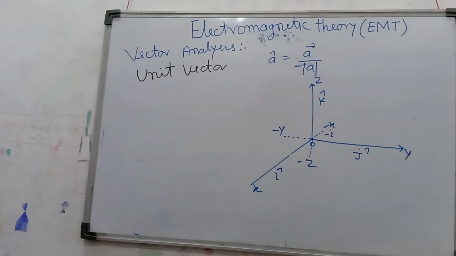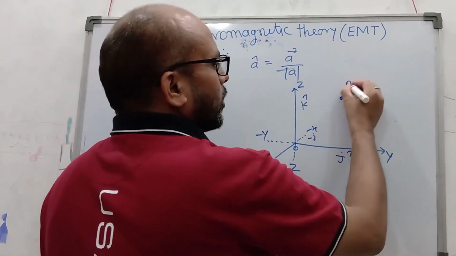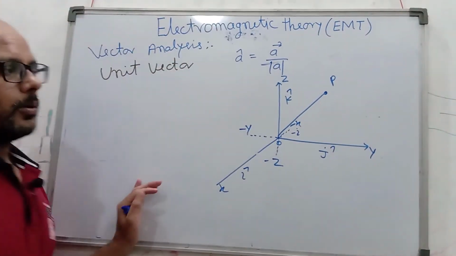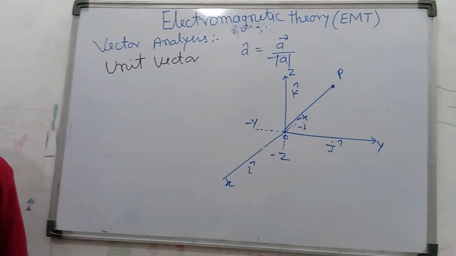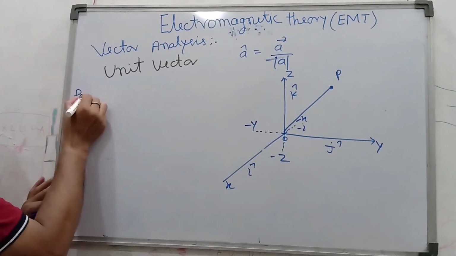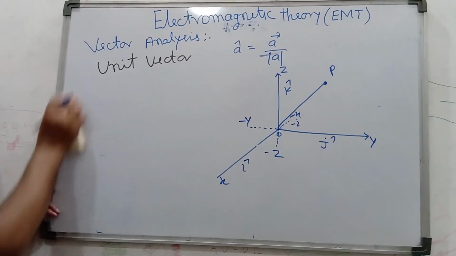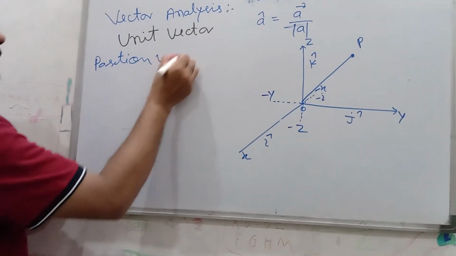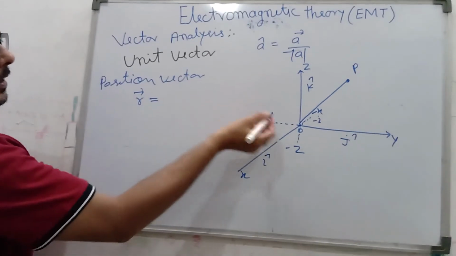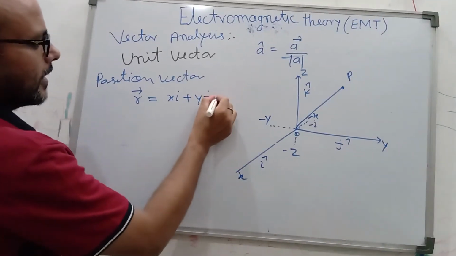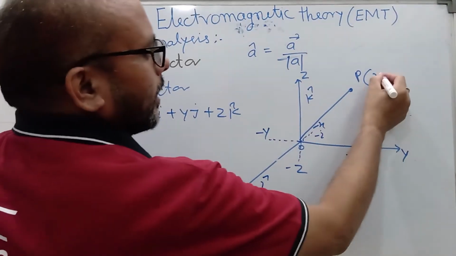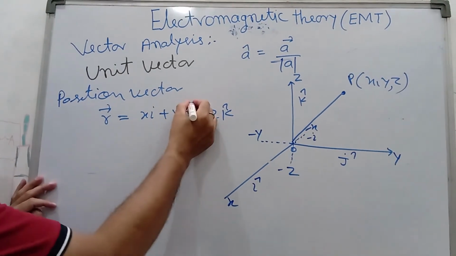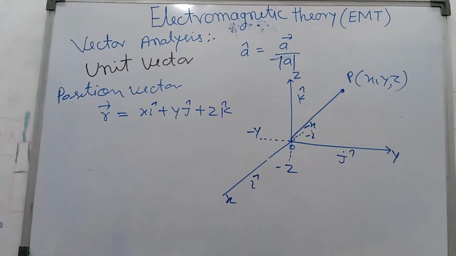So in 3D, suppose P is a point, and to this point we draw the position vector. One thing is that the position vector is always drawn from the origin. So position vector R equal to x I cap plus y J cap plus z K cap. x, y, z are the coordinates. I cap, J cap, K cap are the unit vectors.